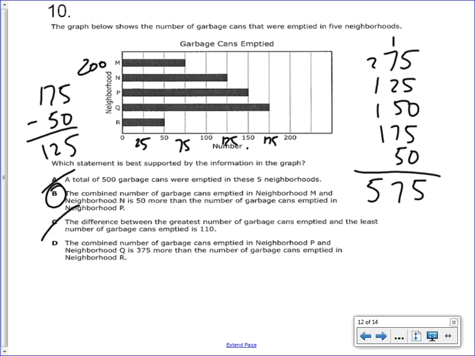And D, the combined number of garbage cans emptied in neighborhood P and Q is 375 more than the number of garbage cans emptied in R. So P and Q together would be 150 plus 175, and that's 325 total. You can't even make that be 375 more than a number. So D is out and B is your answer.